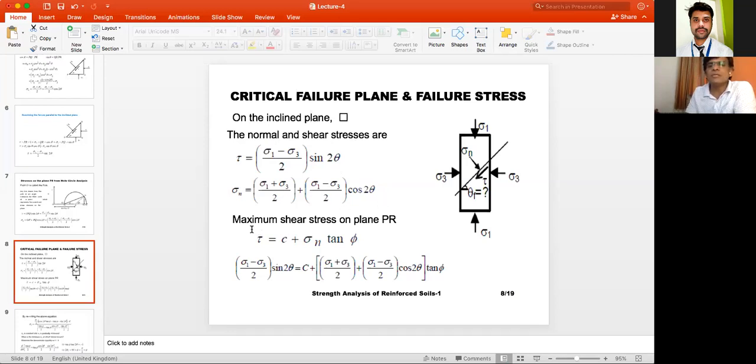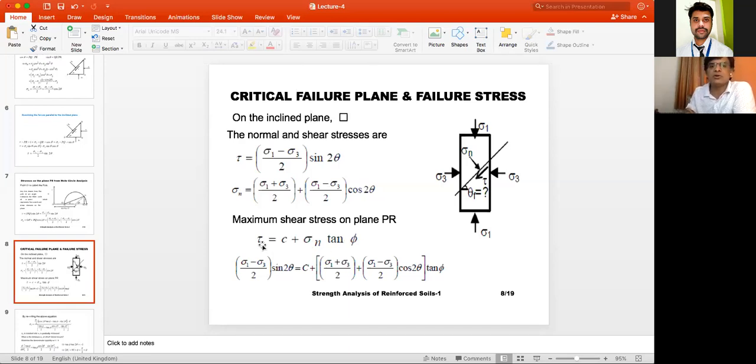If we recall the Mohr-Coulomb equation, where the maximum shear stress on a plane is given, we know that tau is equal to c plus sigma n tan phi. That is another Mohr-Coulomb equation, and it has to be satisfied.